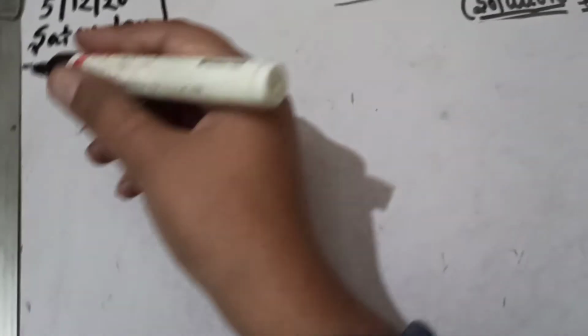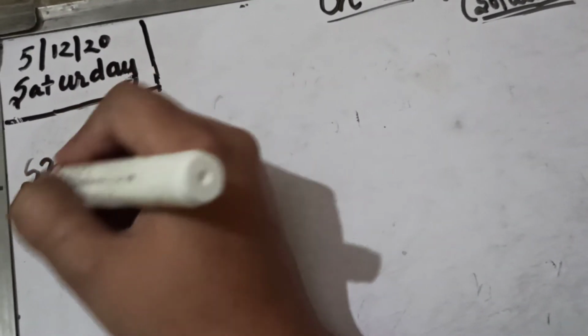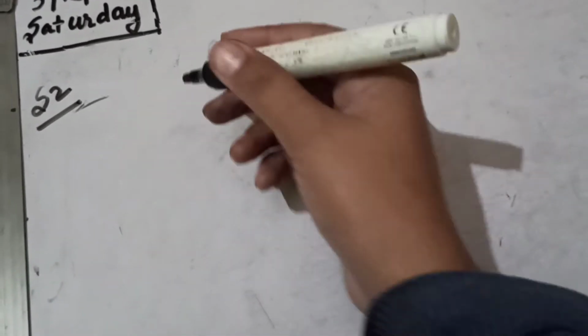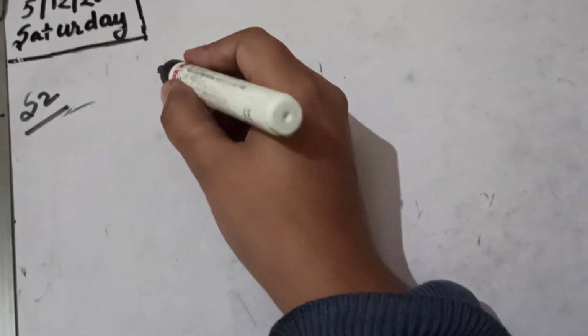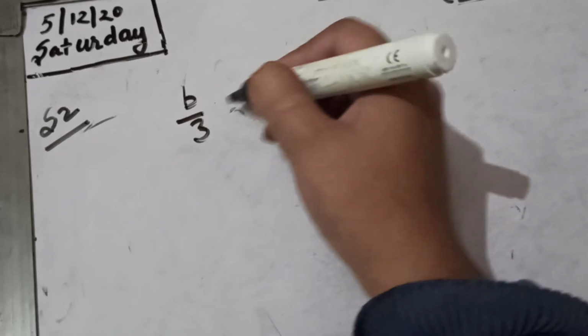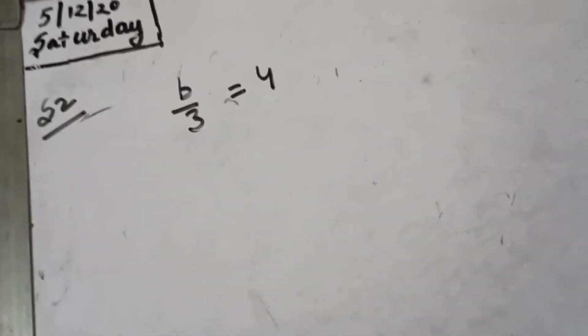Identify the number and the operation for the solution of the linear equation represented by the following statement. Here we have to identify the number and the operations. So first one is the quotient of b and 3. So in this we will just write the statement which is given here. The quotient of b and 3 means b by 3 is equal to 4. Right?